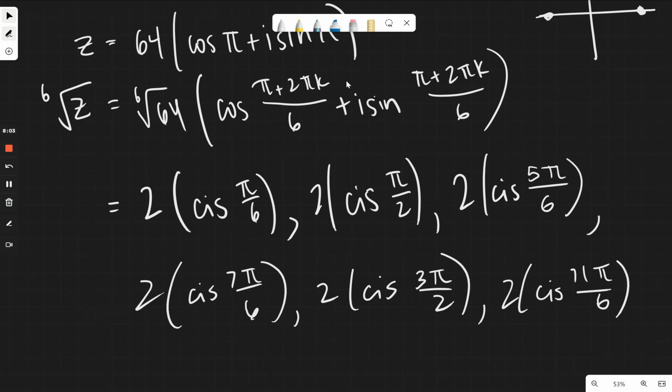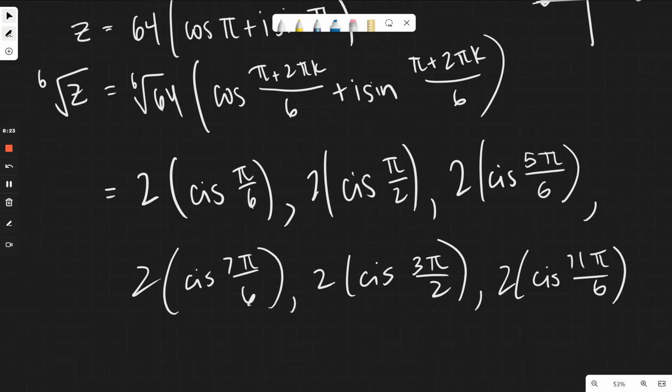But if we went on one more, that would be 2 times cis 13 pi over 6, which is just cis pi over 6. So that's why we don't have to go past the number of roots we have, right? We have 0 to 5, and that's 6 numbers, 6 roots. So once we go past that, we're just repeating ourselves. And these should be all of the roots.